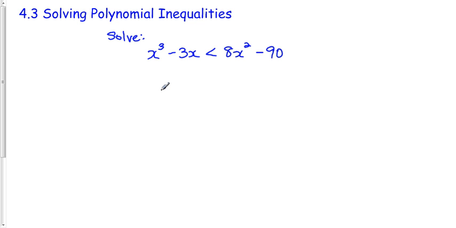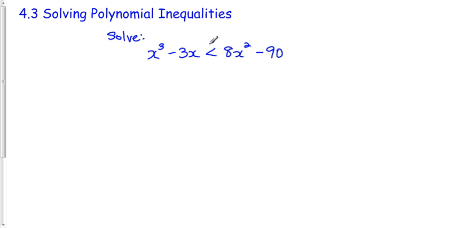This is Mr. Cardoso, and in this video we're going to be looking at section 4.3, solving polynomial inequalities. And actually the good thing about looking at an example in this section is that it covers section 4.1 as well, where we are just solving a polynomial equation. So that's the benefit of doing this.